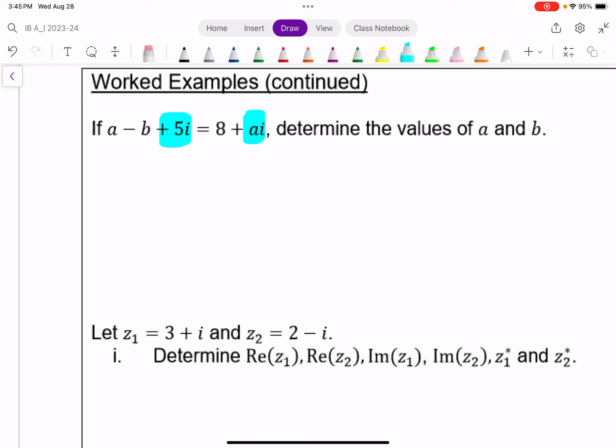So I know that I have 5i on one side, and a times i on the other, which means I can right away see that a must equal 5. Well, that's nice.